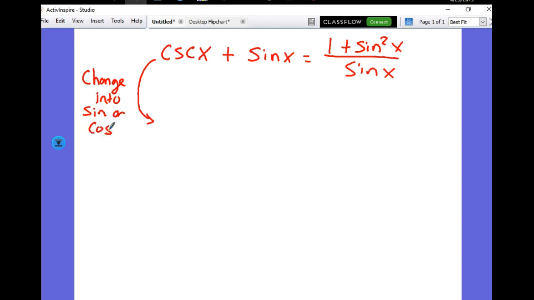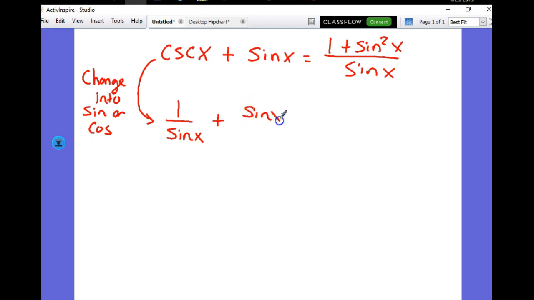Now, for you seniors, or other people who weren't here yesterday, what do I mean by that? Well, look at that big sheet that I gave you. Find where it says cosecant. What does it say cosecant is equal to? It says it's 1 over sine. So I'm going to change this to 1 over sine. Okay? But this one, I'm not going to change it because it's already sine. We want everything to be sine or cosine.